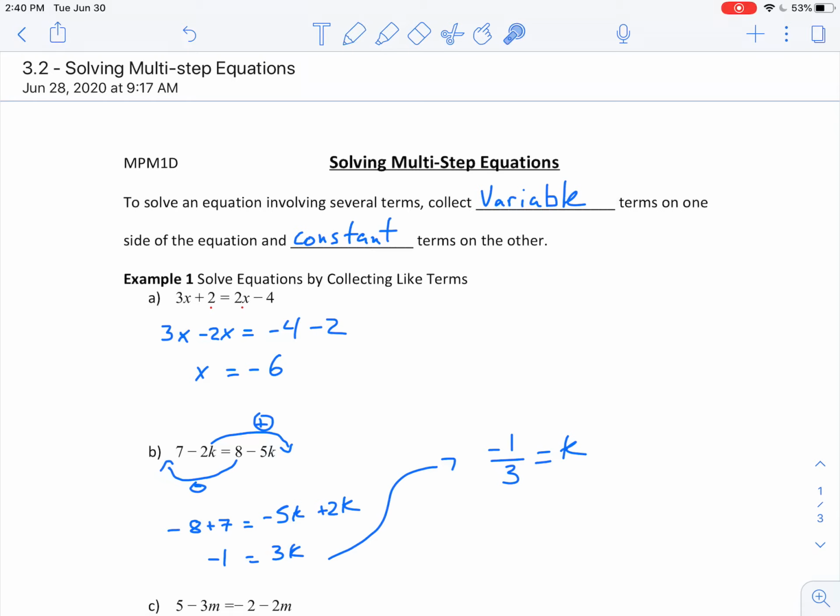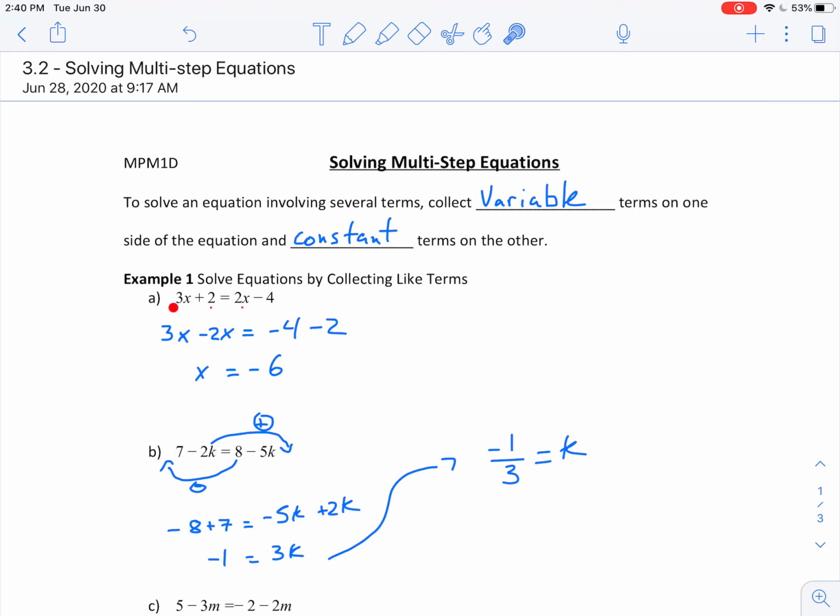Let's look at how to solve multi-step equations. To solve an equation involving several terms, we collect variable terms on one side of the equation and constant terms on the other. So we solve equations by collecting like terms.